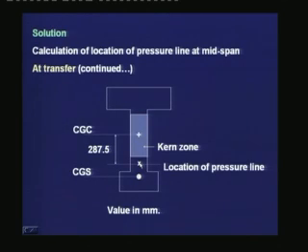In this sketch, we are plotting the location of the pressure line or the eccentricity of C at transfer from the CGC. We know the bottom kern point, and what we have found is that the pressure line is located outside the kern zone, and hence we expect that there will be tension at the top of the beam at transfer.